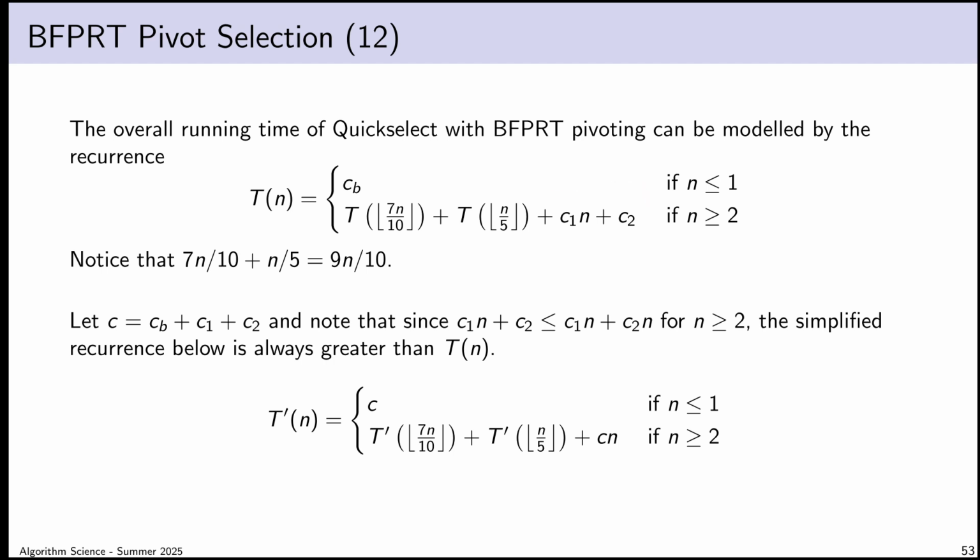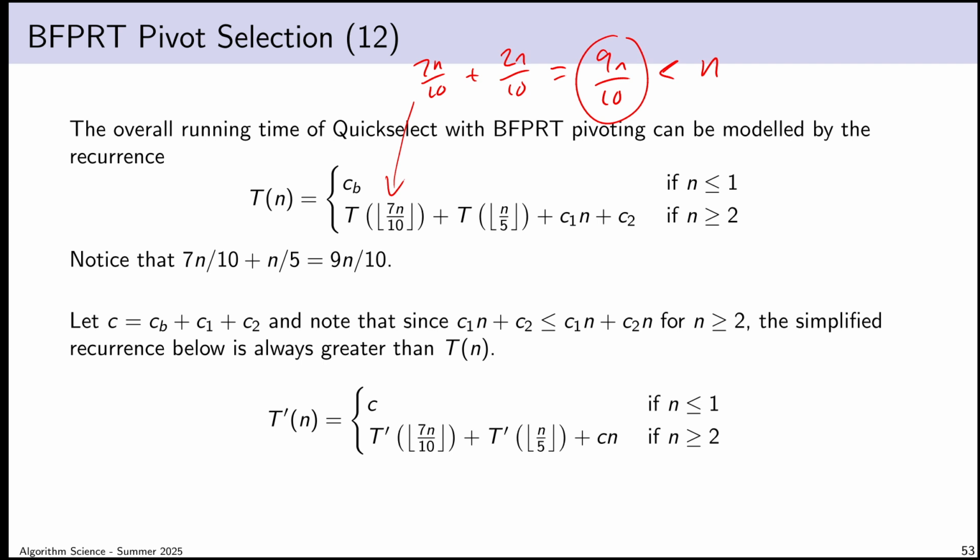Notice that in this case, if I look at the total number of elements I'm recursing onto, I've got 7n over 10, more or less, plus floor of n over 5, which would be 2n over 10. That's going to equal 9n over 10. So unlike our earlier example where we had an issue where they came to be larger than n, this is less than n. So when I go down one layer of recursion, I am now working with fewer than n elements. And that turns out to be the critical step.